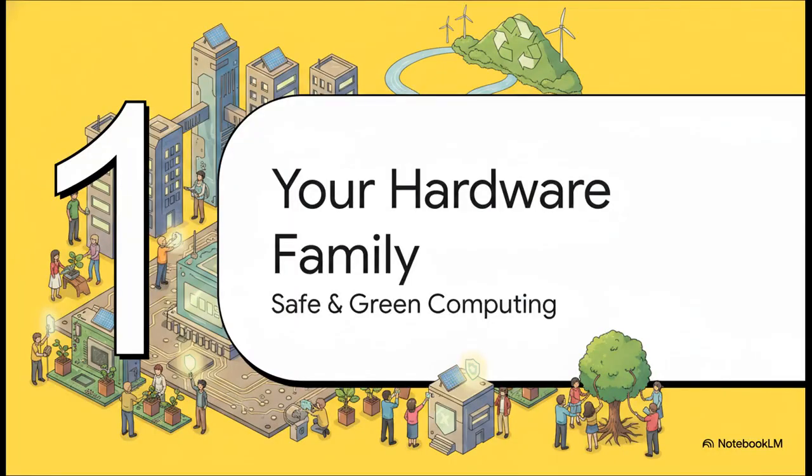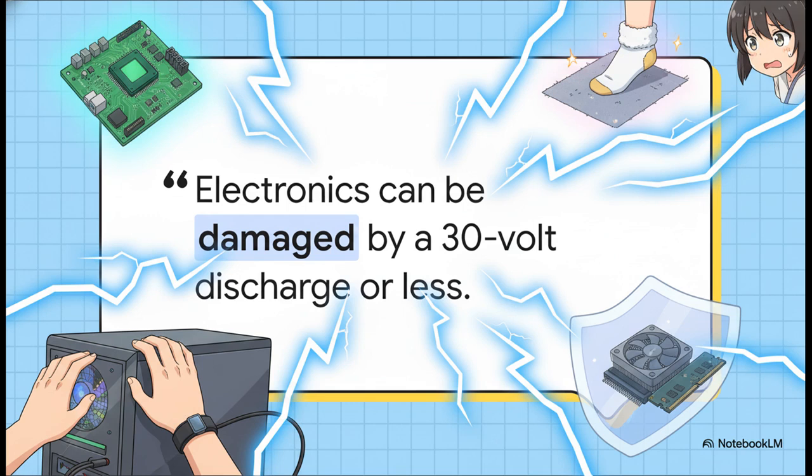Section 1. Meet your hardware family, safe and green computing. Because just like a real village, we absolutely must start with safety and respect for our environment. Now, what's really interesting here is the hidden danger of static electricity. Take a look at that quote. Electronics can be damaged by a 30-volt discharge or less. As humans, we don't even feel static electricity until it's much higher. But for our computer components, electrostatic discharge, or ESD, is basically like a tiny, highly destructive lightning strike that electronics absolutely hate.